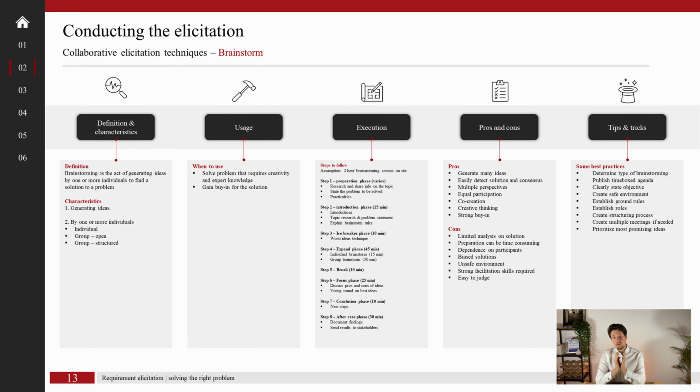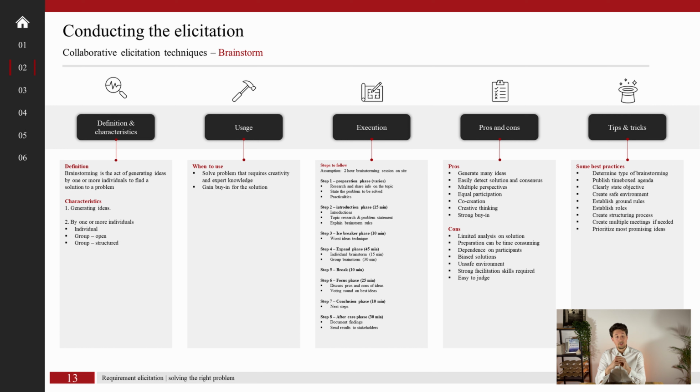What are now the pros and cons of brainstorming? Some of the advantages are generating many ideas quickly, detecting solutions, and capturing consensus from the group. It involves multiple perspectives. Remember, the more diverse the participants, the richer the idea. If done correctly, it also promotes equal participation. There is also an element of co-creation. Participants are asked to enrich their colleagues' ideas. It promotes out-of-the-box and creative thinking.